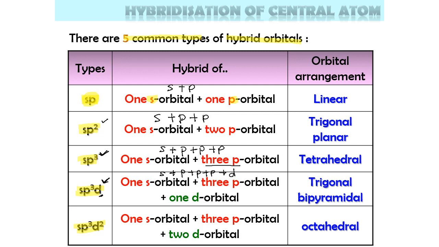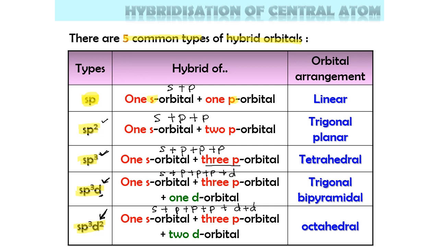Last, if you want to form this sp3d2, you need to mix together all the orbital of s plus 3p orbital plus d plus d. Then you will have this new hybrid. You call it as sp3d2. So, ini adalah nama-nama kepada hybrid orbital yang baru kamu form.